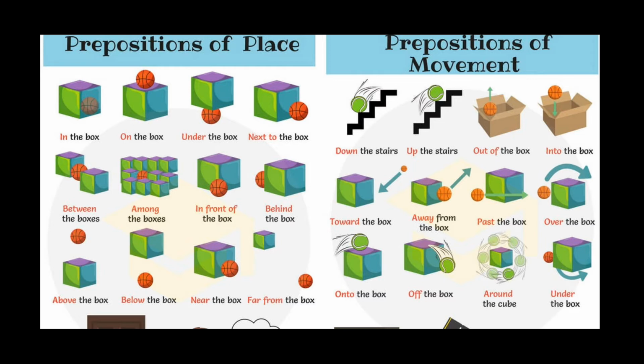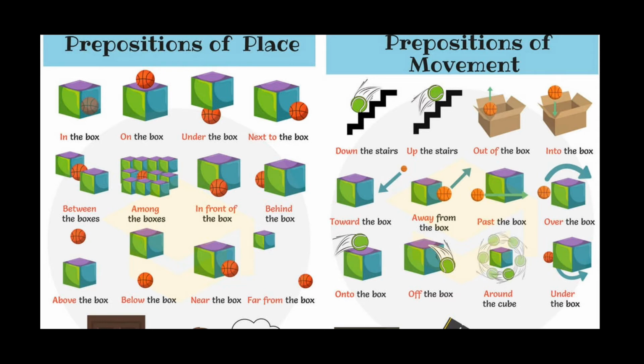In front of the box, so from where you're looking, you see it before you see the box. It can be behind the box, so you see the box before you see the ball. It can be above the box, so it's like on top of, like up here, but there's space in between. And then below is like under, but there's space. Near the box is like next to but closer. And then far from the box is far away, with a lot of distance in between.